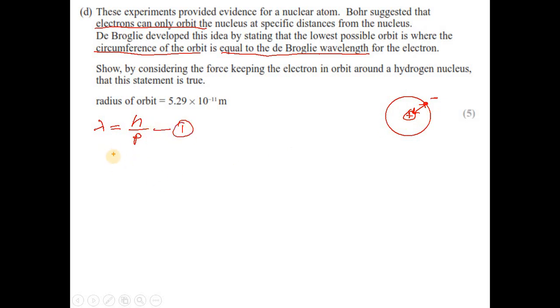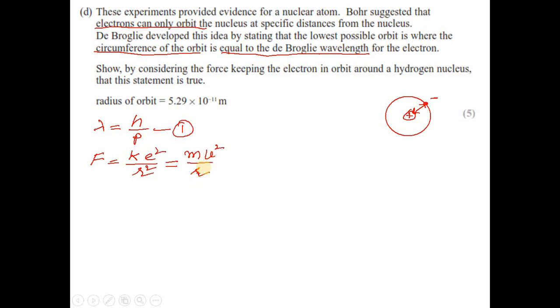So the electrostatic force between the proton and the electron in a hydrogen atom is F equals K e squared over r squared, because the proton and electron have the same magnitude of charge. So Q1 Q2 means the charge of the electron times the charge of the proton. And the same electrostatic force is behaving as a centripetal force, so m v squared over r.